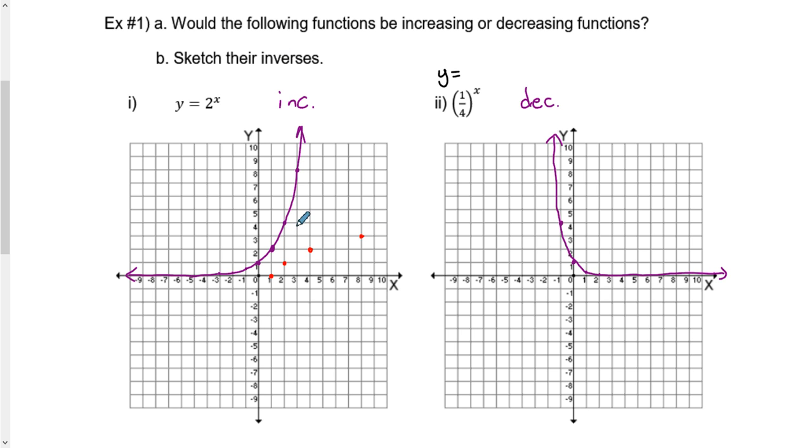Now again, just where I'm getting those points are, this point would be 2, 4. This would be 3, 8. So literally switching the x and y, that would just become 8, 3. And by looking at it, the inverse would generally look something like this.